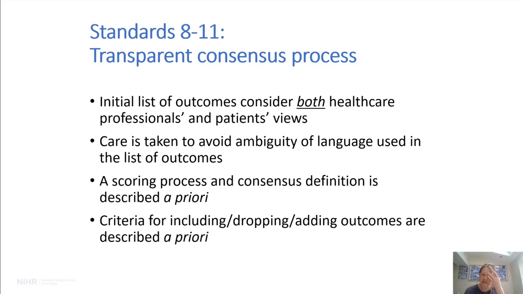And then also the criteria, again for the same reason, about whether you're going to add or drop things as you go through a consensus process, should be declared a priori. And these are the reasons that we like protocols to be written for a core outcome set study, just as they are with any other research study, so that these a priori decisions can be listed in the protocol.